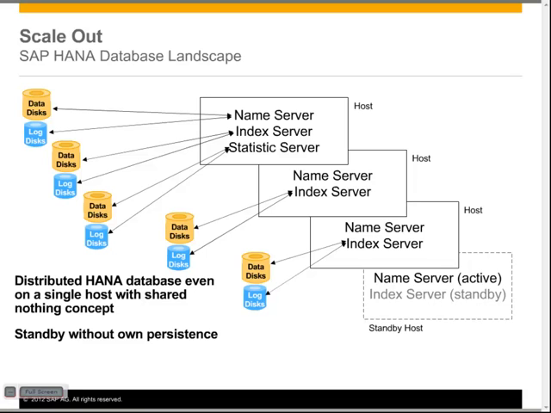So in case of a master name server failure, it could also happen, another of the remaining name servers will then become the active master. When the master name service detects an index server failure, it will then execute a failover, and during this failover, the master name server assigns the volume of the failed index server to the standby server.